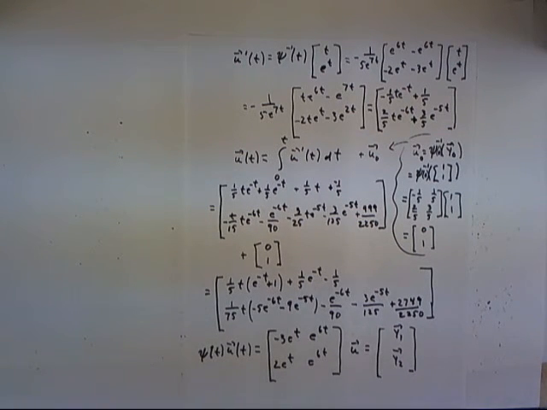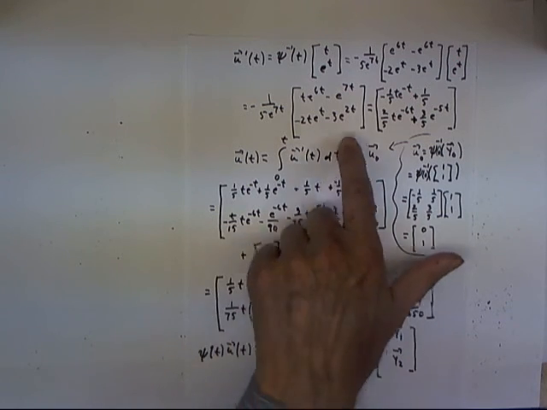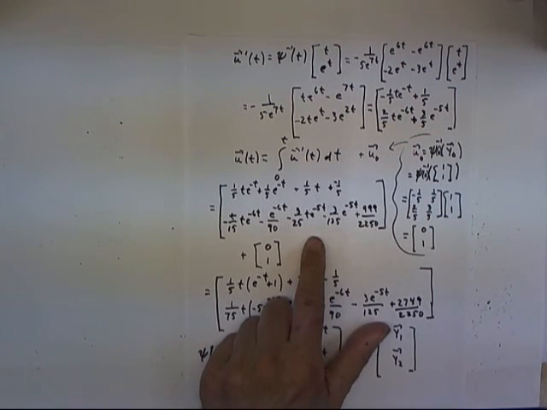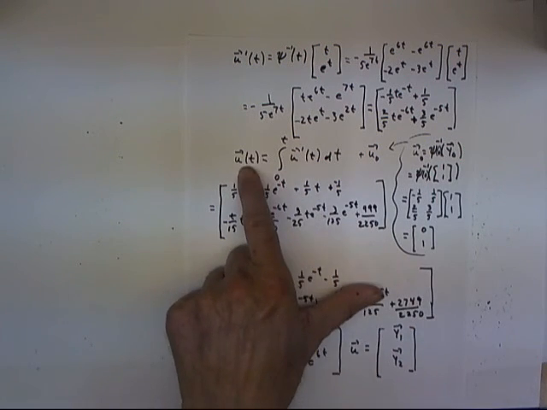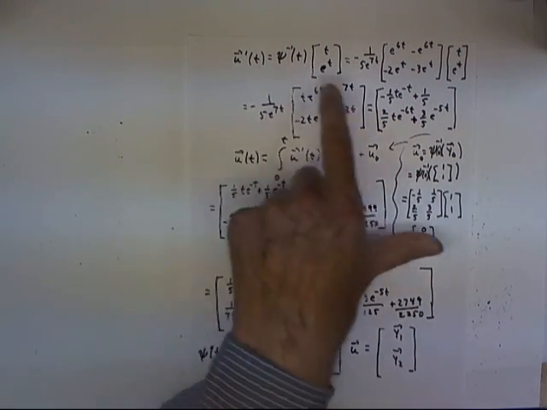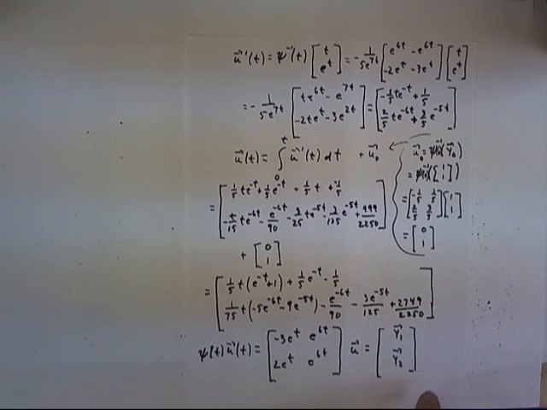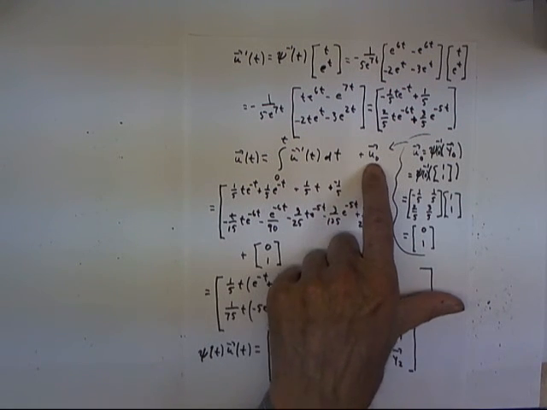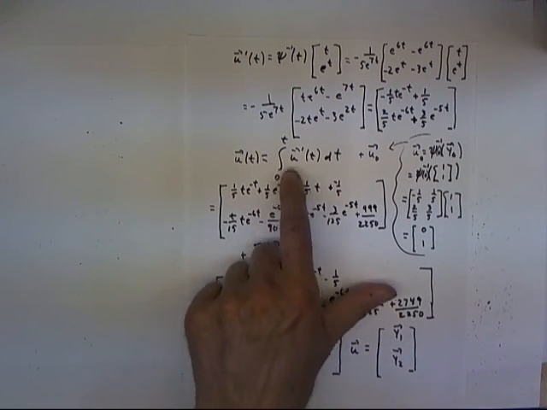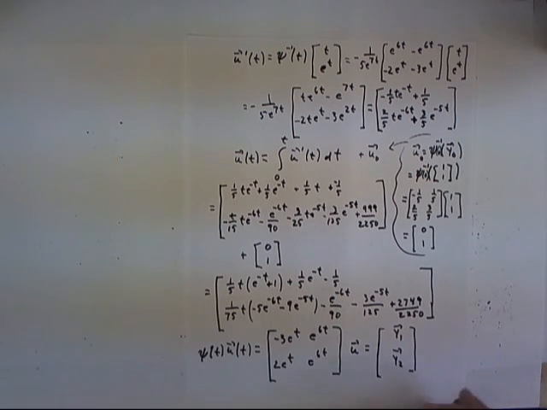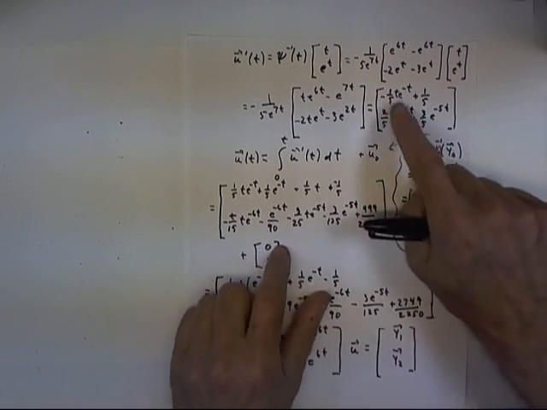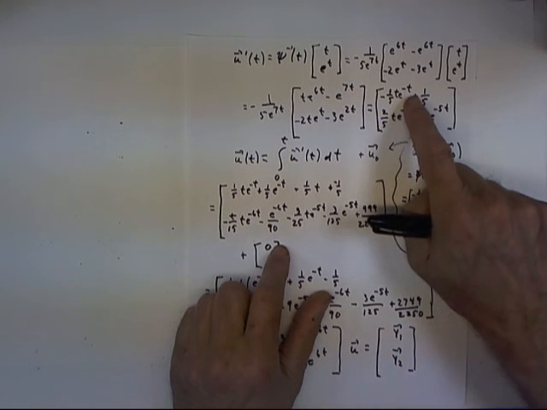Okay, so anyhow, we see that we do the integration of the u prime function, and we add that to the u naught. So let's look at the integration of the u prime function. The u prime function is very straightforward. Negative 1/5 t e to the negative t.